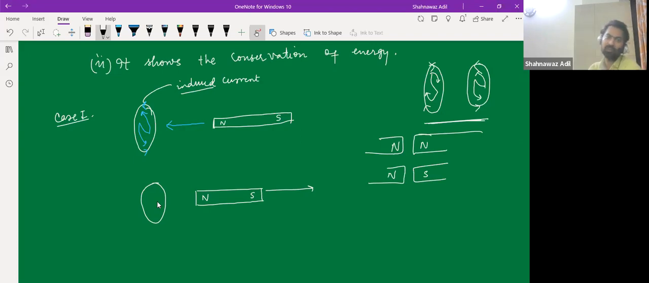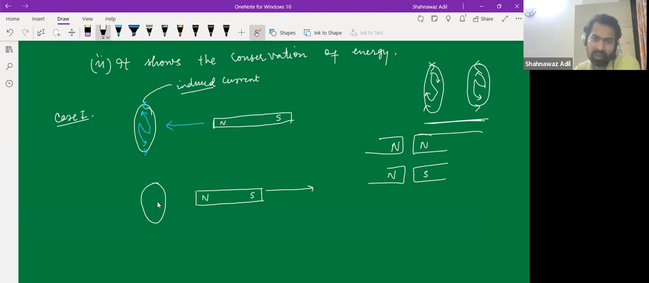What should this coil do? It is moving away from the bar. The magnet is moving away from the coil. So what should the coil do to oppose the motion?